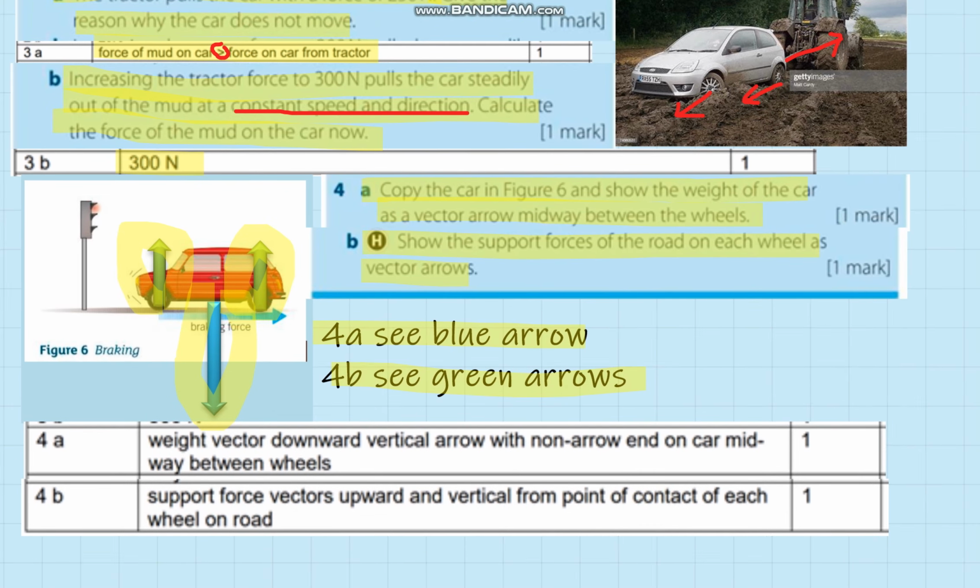So you can just see the mark scheme there for that. Weight vector: downward vertical arrow with non-arrow end on the car midway between the wheels. That's what I've drawn in blue there. Support force vectors: upwards and vertical from the point of contact of each wheel on the road. That's what I've drawn in green there.